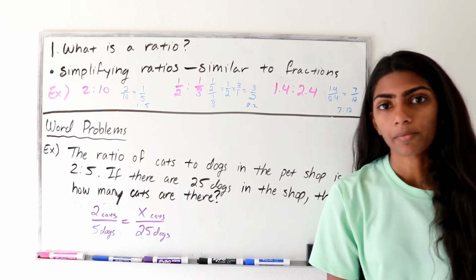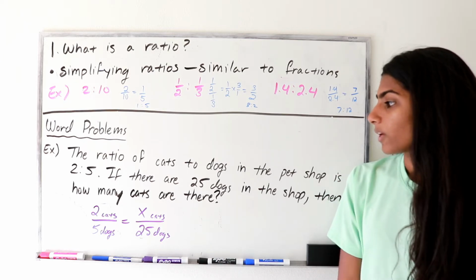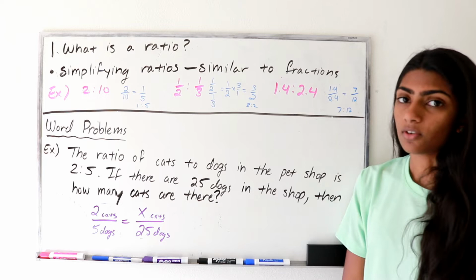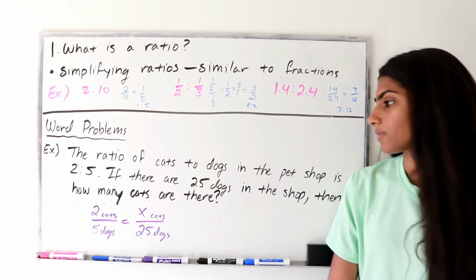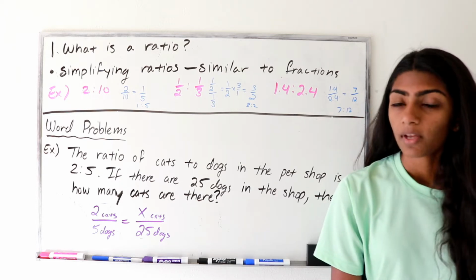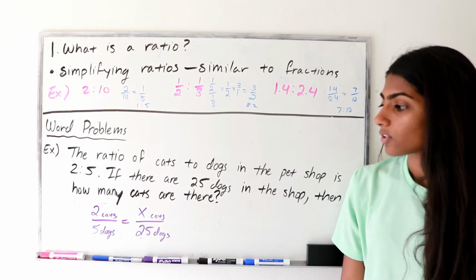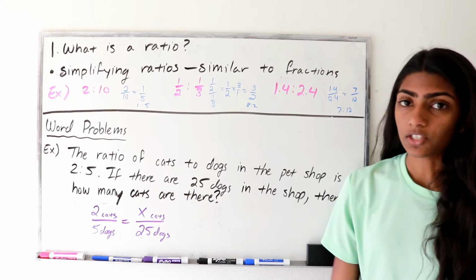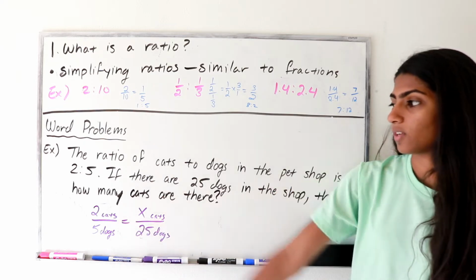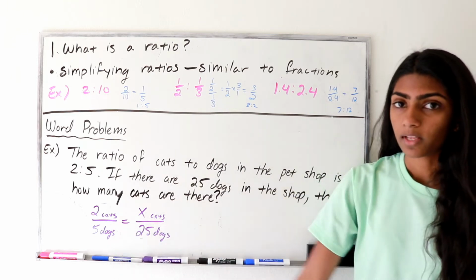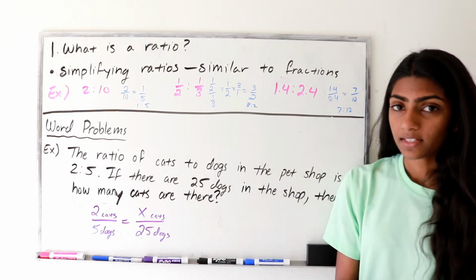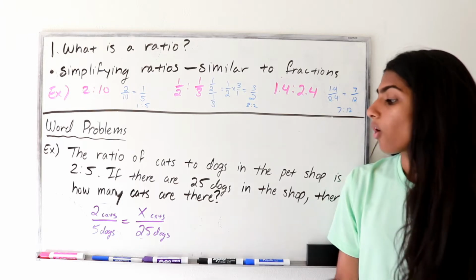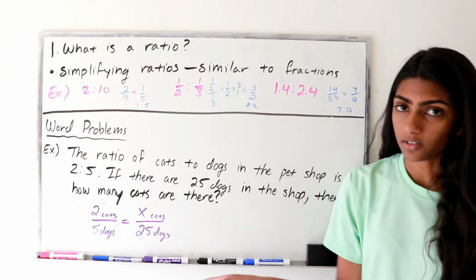Now let's look at word problems. Let's look at this example. The ratio of cats to dogs in the pet shop is 2 to 5. That means there's 2 cats to 5 dogs. If there are 25 dogs in the shop, then how many cats are there? To solve this, the first thing I'm going to do is write the ratio that I do know, which is 2 cats over 5 dogs. Notice I'm writing it in fraction form. Then I'm going to say it's equal to x cats, because I don't know how many cats there are, over 25 dogs, and I know how many dogs there are.